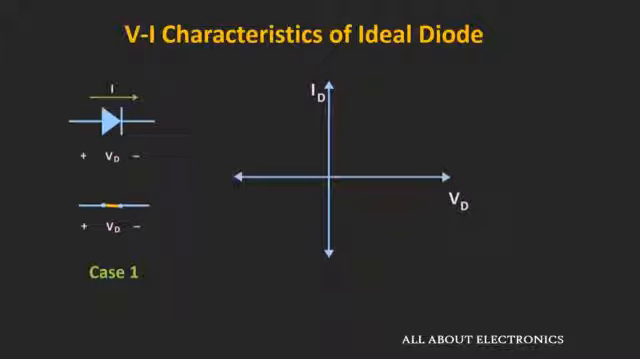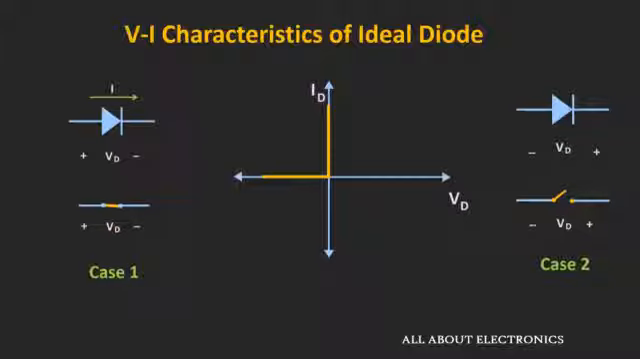So now let us see the VI characteristic for this ideal diode. In case 1, when the applied voltage is positive, on the VI characteristic we will get the vertical line. And for case 2, when the applied voltage is negative, then for that case we will get the horizontal line in the negative x direction. So this is the VI characteristic for the ideal diode.